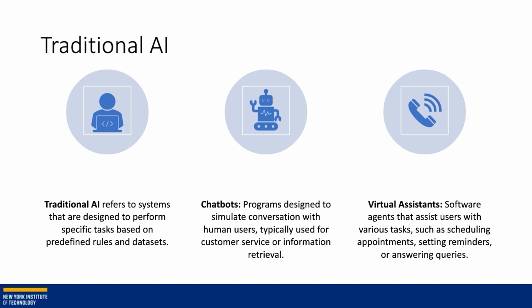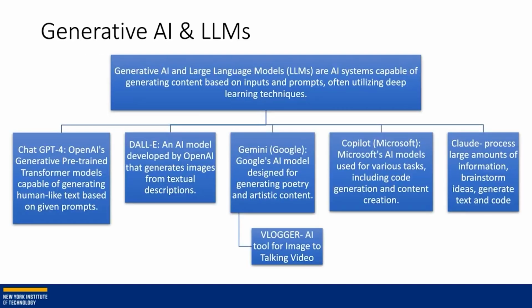Very similarly, virtual assistants. We're talking about Siri, Google, and a lot of those virtual assistants that can actually assist you with various tasks, but they can't necessarily make information up for you. So this is the traditional AI component.